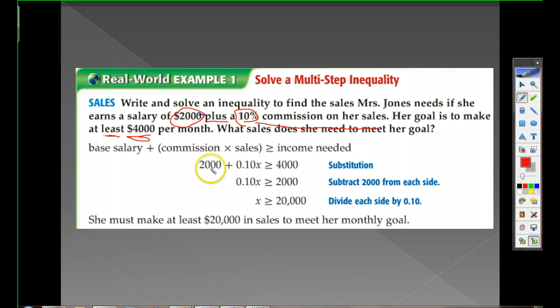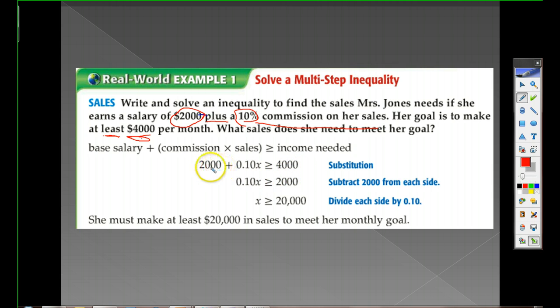So we have the $2,000 that she gets for her salary, plus sign right here. 10% is 0.10 x. I don't know how many sales she's going to make. That's what I'm trying to find out, because it's 10% per sale. It has to be greater or equal to $4,000. Okay, that equal means she just made it even. So she has made just enough to make her bills. But if it's greater, it'll be better. So here we go, 2,000 plus 0.10x is greater or equal to 4,000.